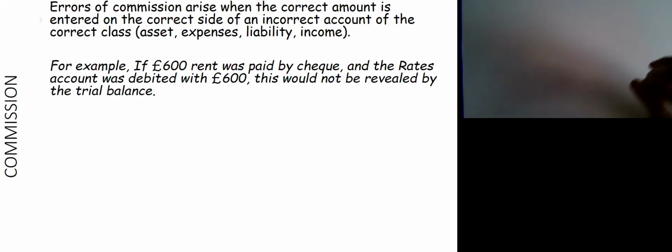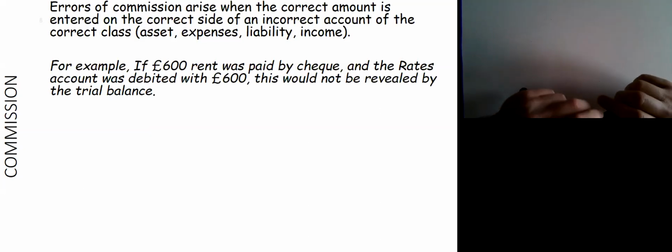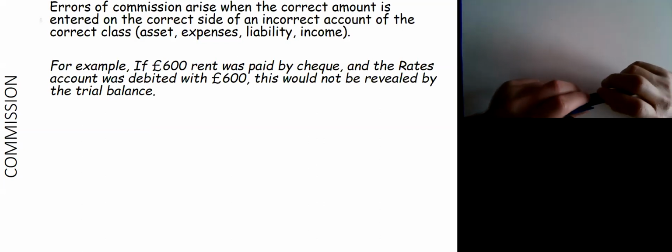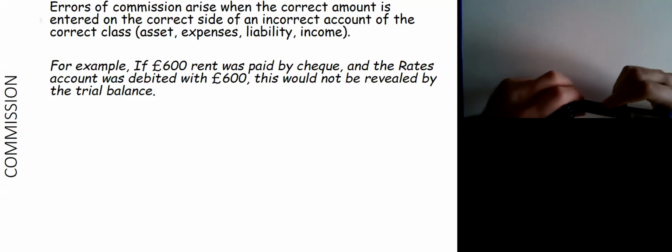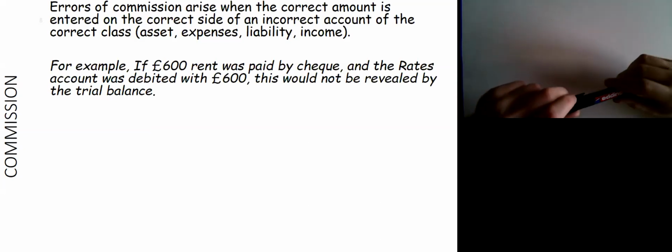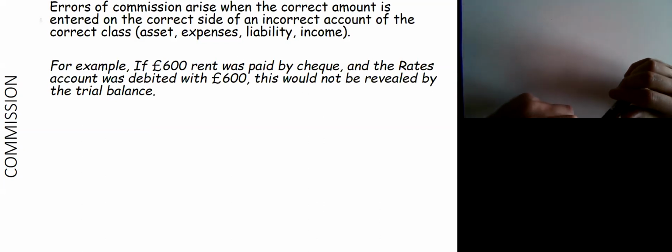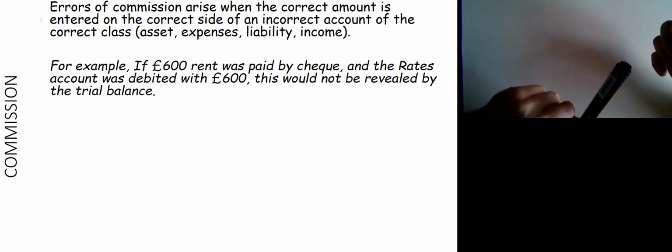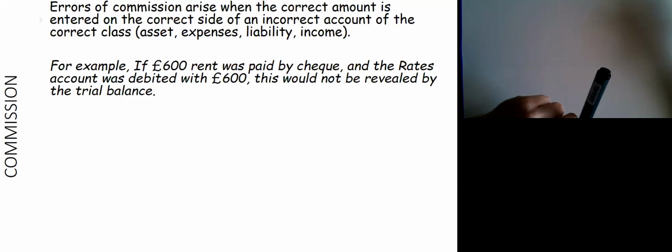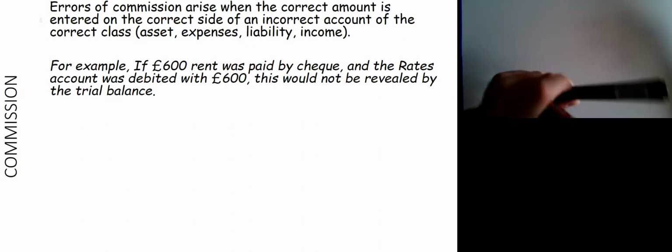You've put it in a loan account, just the wrong loan account. Those kind of things. So here's an example. £600 rent was paid by cheque, and the rates account was debited with £600. This will not be revealed by the trial balance. That's because the £600 rent is an expense, and rates is also an expense. So it should have gone in the rent account, but it was put in the rates account, so it won't show if it's the right number, the right type of account. They're both debits, so the trial balance would still balance.